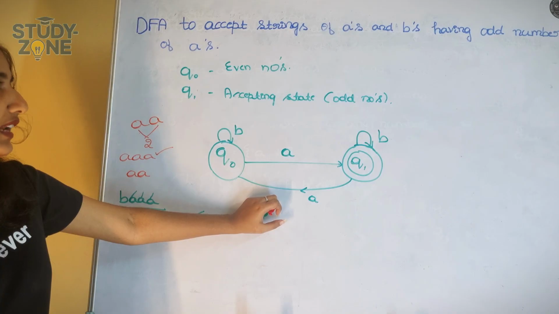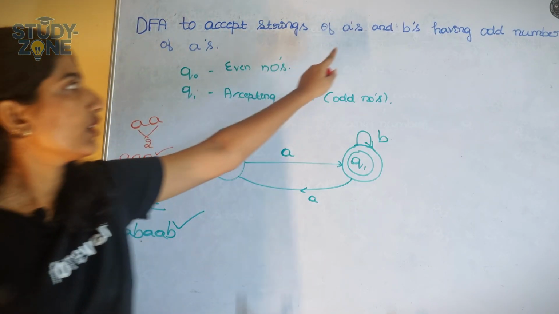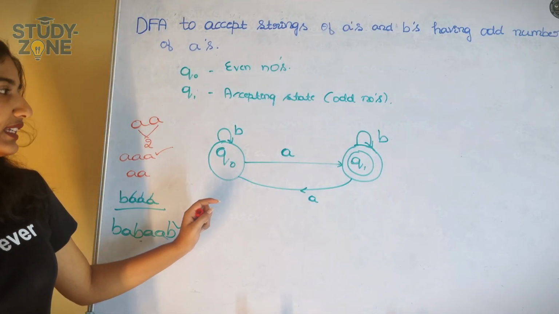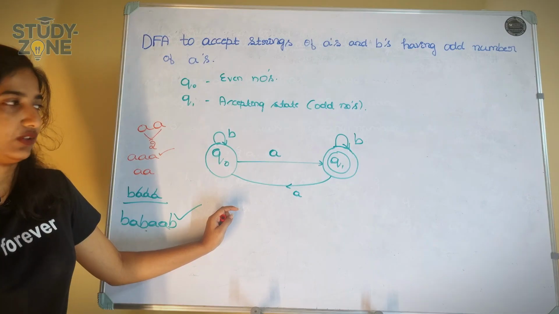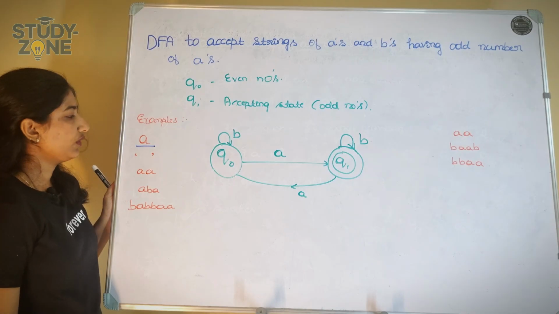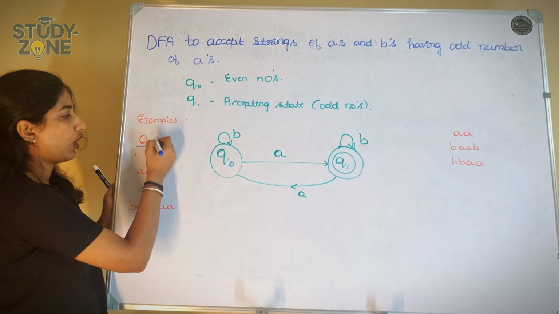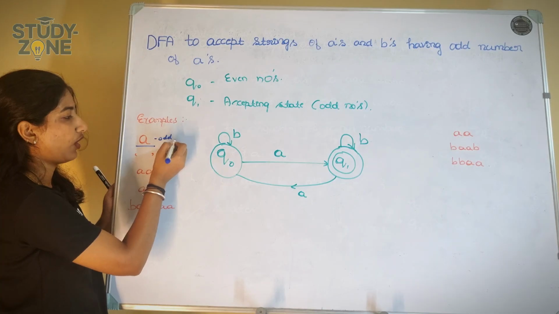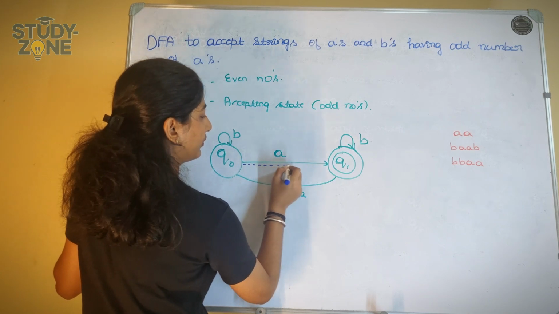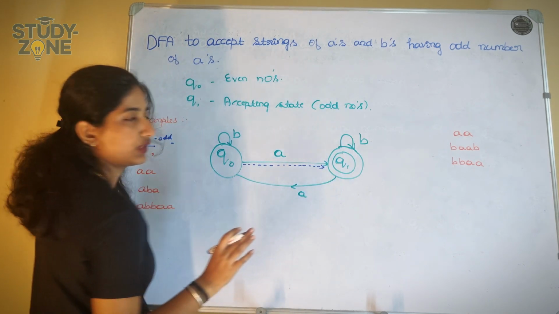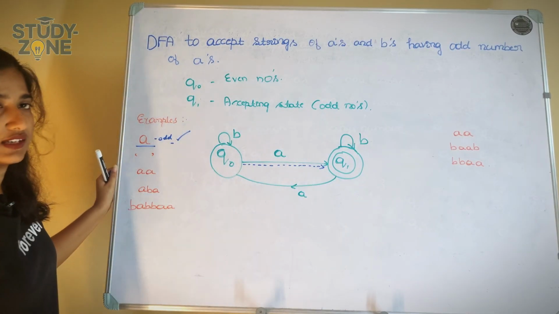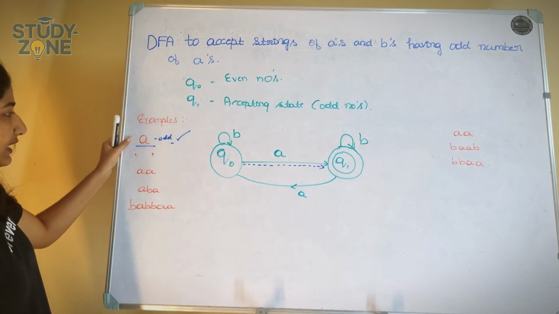So this is the simple transition diagram for a string of A's and B's having an odd number of A's. Okay, so let's take some examples and check whether our transition diagram is correct or not. The first example is A. A is an odd number. So Q0 on A moves to Q1. So this string gets accepted. This is the final state.